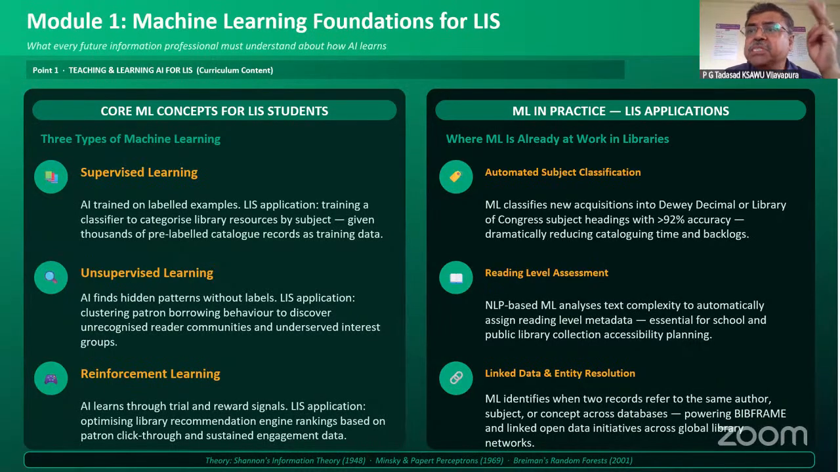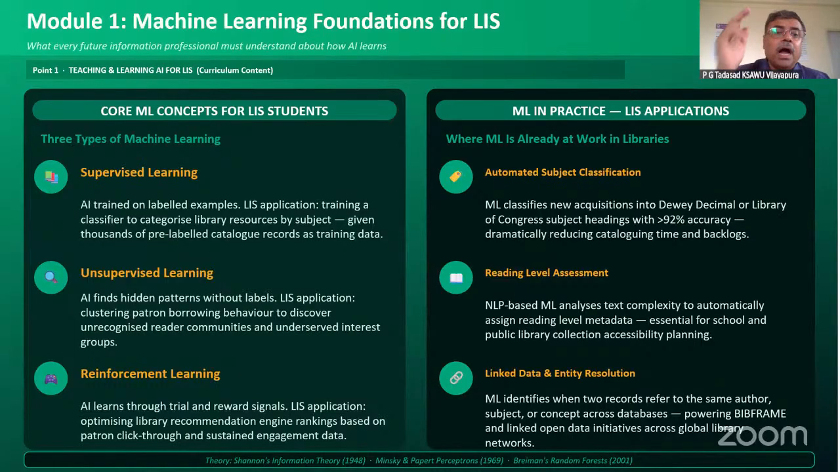The three types of machine learning I have to teach. One is supervised learning, where AI is trained on labeled examples. In library science, I can apply it as training a classifier to categorize library resources by subject. I give them thousands of pre-labeled catalog cards and ask them to categorize.